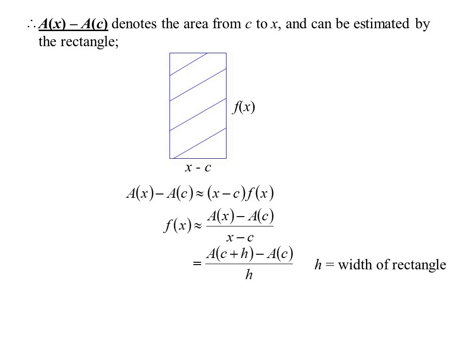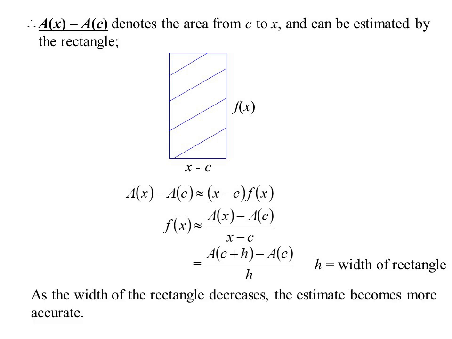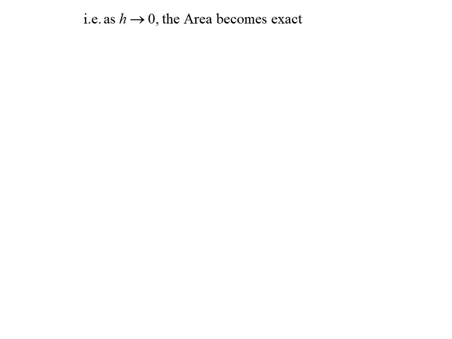But I'll take it a step further, because what we said was, as the width of the rectangle decreases, the estimate becomes more accurate. So we would like H to be as small as possible. We've looked at another idea called limits. So if I investigate the limit as that approaches 0, I'll end up getting the exact answer. So now I can say this: the equation of the curve, which I know, function X, is actually going to be equal to the limit as H approaches 0 of this area function, which I don't know and would like to know, C plus H minus area C over H.